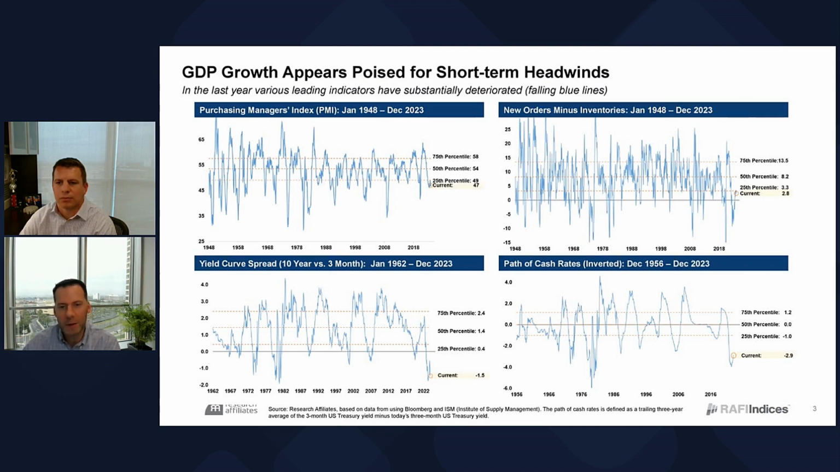New orders minus inventories of the things we're selling. Are we taking them out of inventory or actually producing more? Current is, again, 2.6. We're below the 25th percentile. Also not good for economic growth.